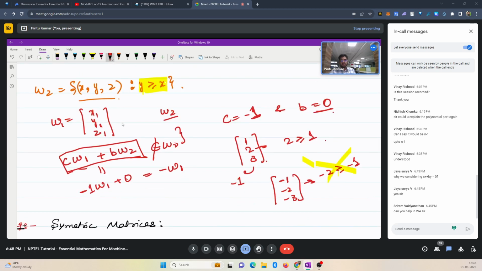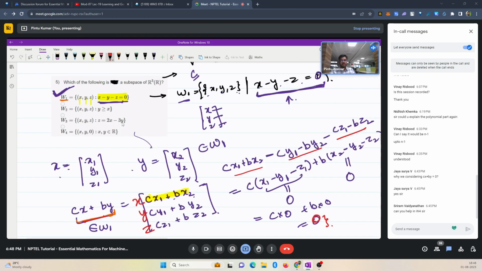So if we take c equal to -1 and b equal to 0, then the output that we obtain is not an element of W2. That's why the second set that we had is not a vector space or a subspace of R3.